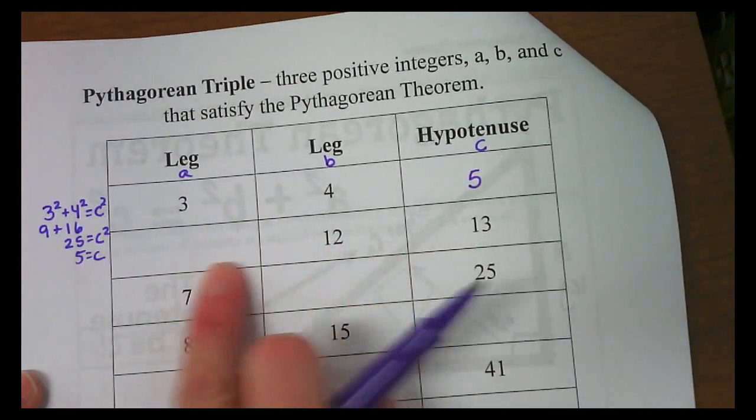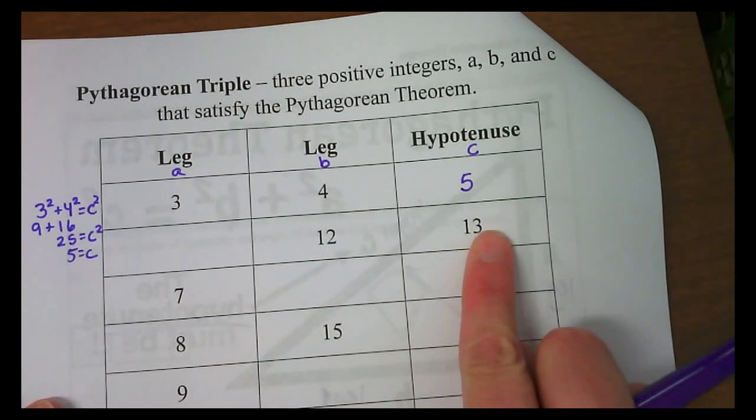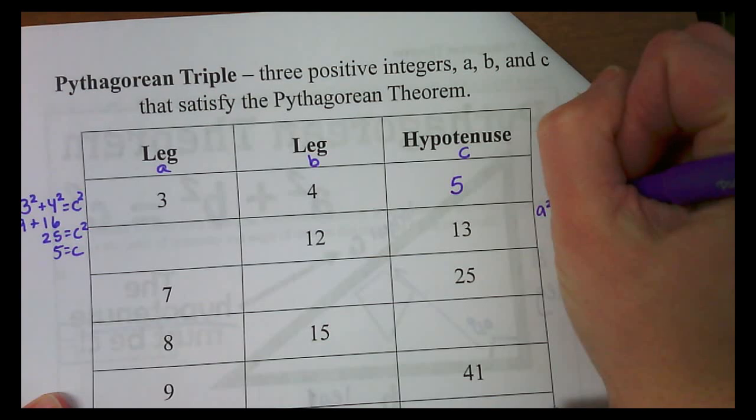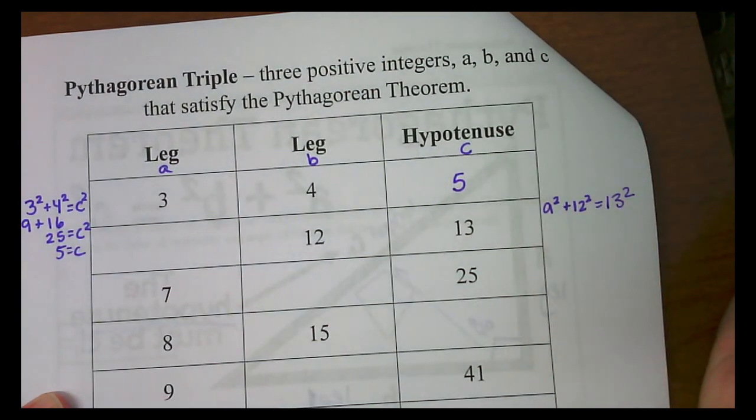Okay, for this triple, we don't know this value. We know B and we know C. So this is going to be a little different. We don't know A, we know B, and we know C.